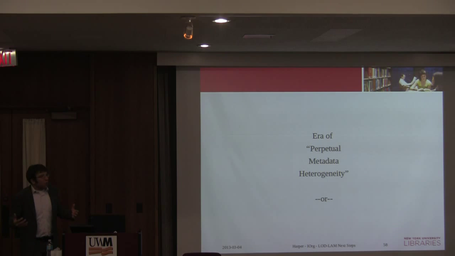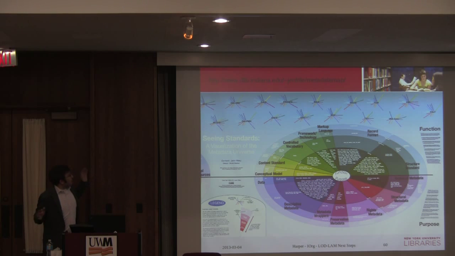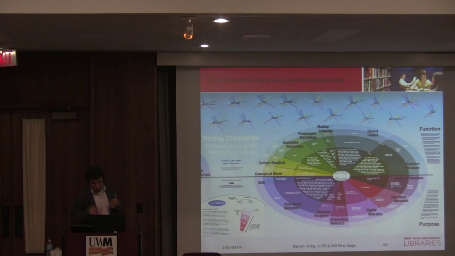So as we move towards being able to collect metadata from the whole graph and grab pieces of things from almost anywhere, it becomes really significant that we're in what my friend Diane Hillman calls an era of perpetual metadata heterogeneity. Our metadata is not one standard to rule them all anymore. It doesn't work that way. Jenn Riley points this out really beautifully in her Seeing Standards metadata universe presentation. It's this big, and I can still barely read it. It talks about all the different kinds of metadata standards and what they are and what they're used for and when they might be important.